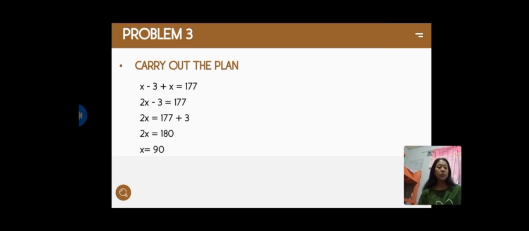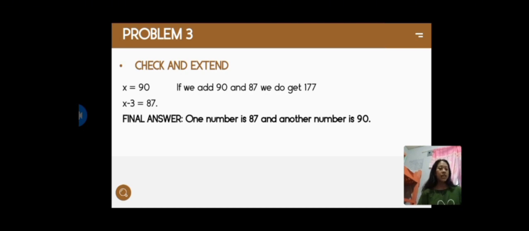After we carry out the plan, we check and extend. So x equals 90 and x minus 3 equals 87. If we add 90 and 87, we do get 177, right? So the final answer is one number is 87 and the other number is 90.